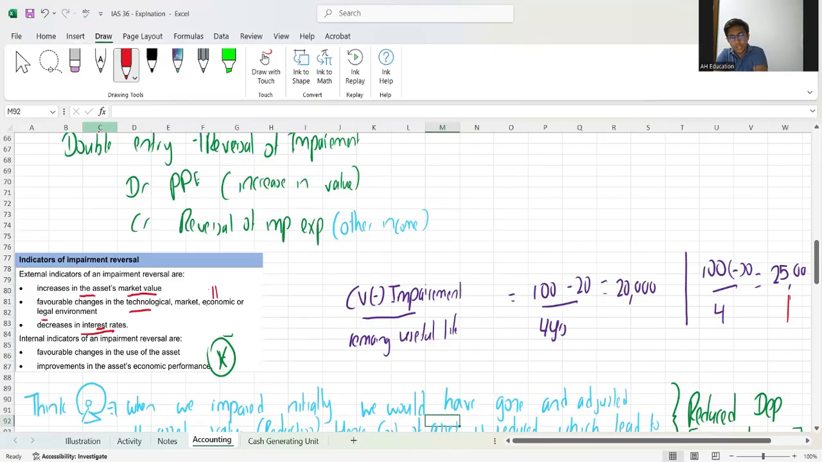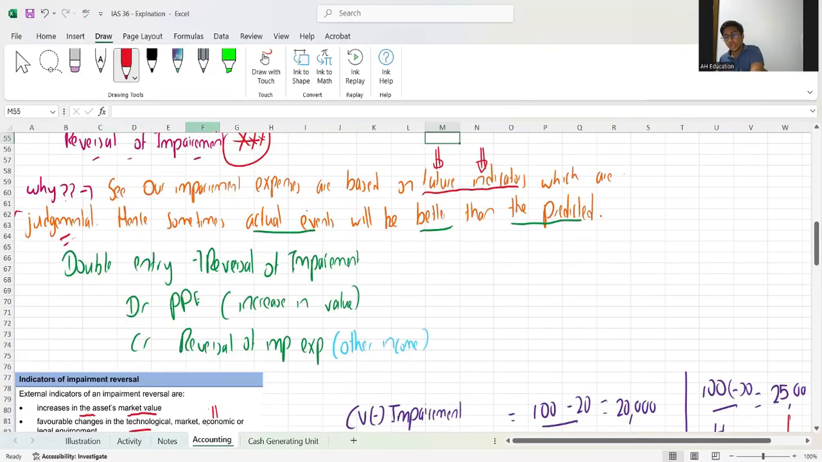In terms of your legal environment, earlier the government had import restrictions on bringing in the asset. That is the reason why our market value fell. But now government conditions have become more favorable towards the business. They do not restrict, right? Then you all need to reverse your impairment.